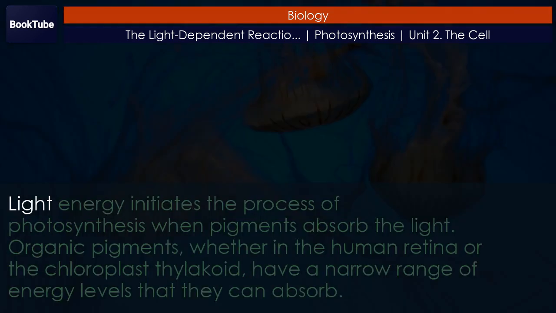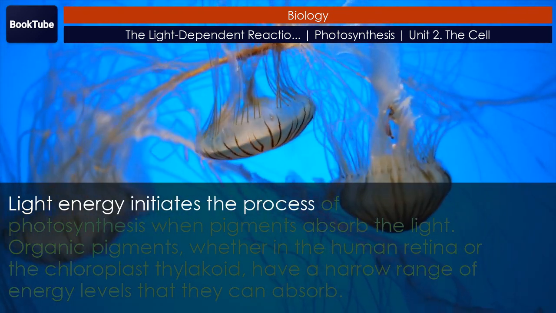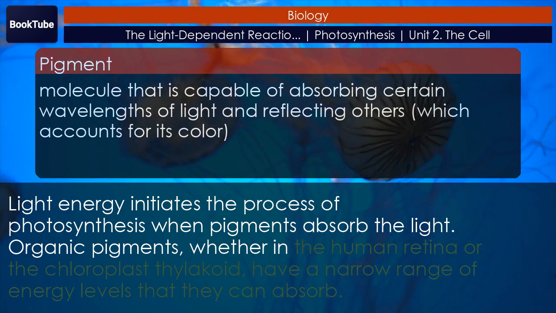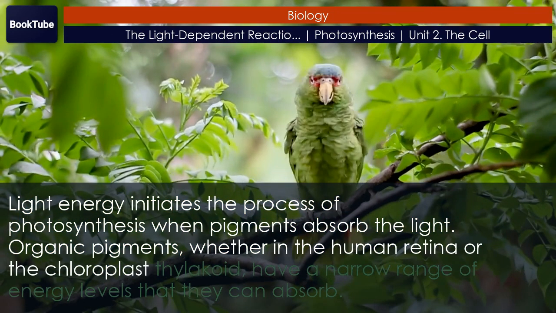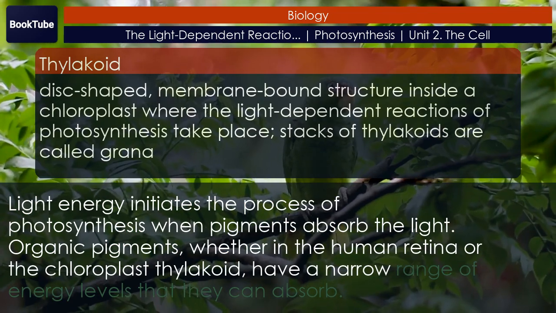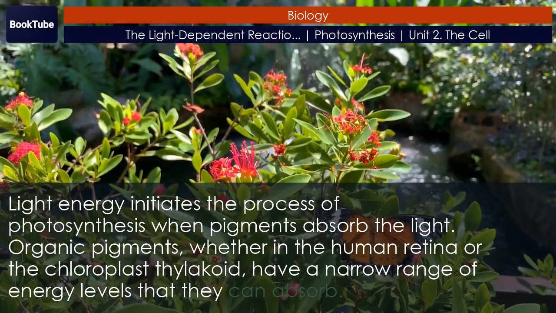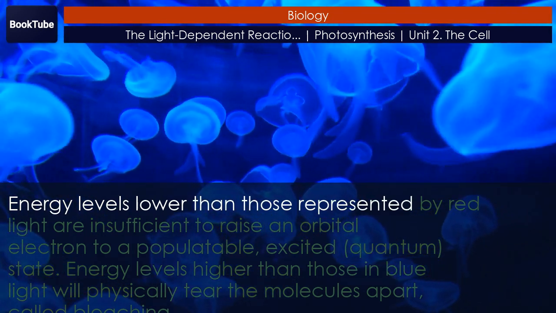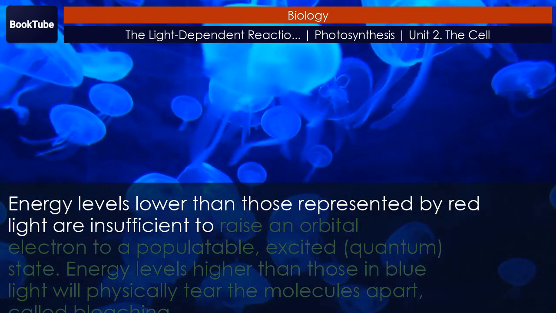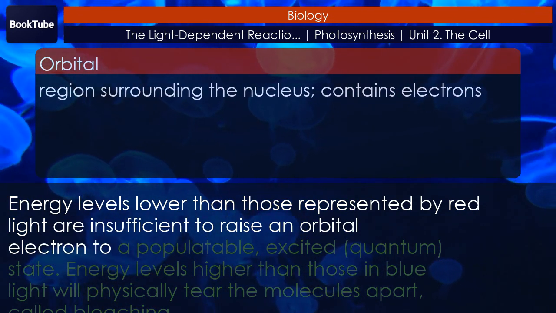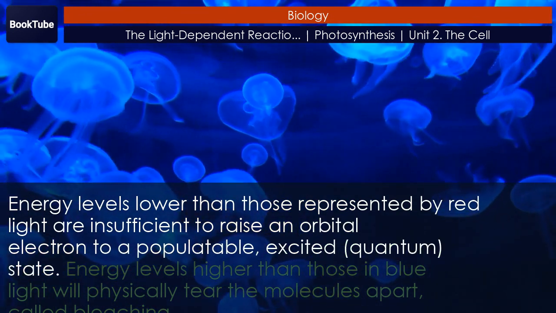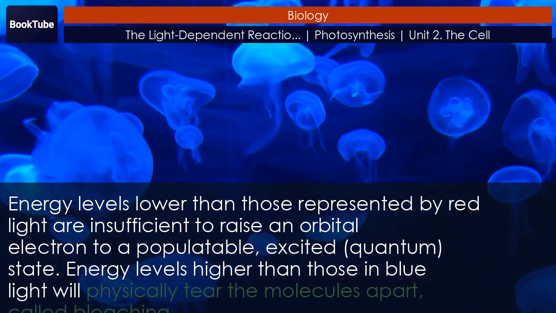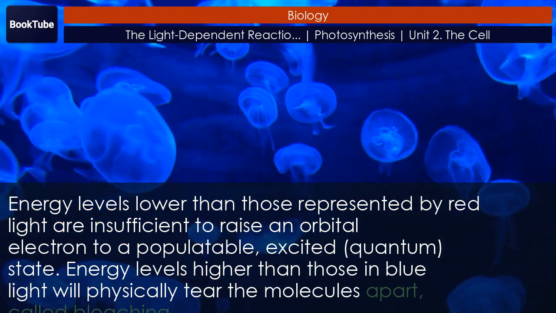Absorption of light. Light energy initiates the process of photosynthesis when pigments absorb the light. Organic pigments, whether in the human retina or the chloroplast thylakoid, have a narrow range of energy levels that they can absorb. Energy levels lower than those represented by red light are insufficient to raise an orbital electron to a populatable, excited, quantum state. Energy levels higher than those in blue light will physically tear the molecules apart, called bleaching.